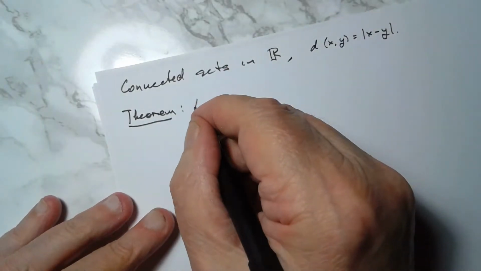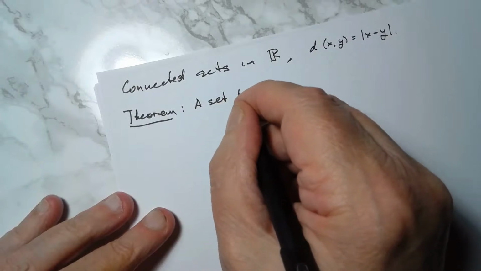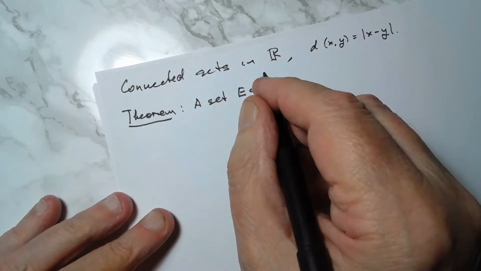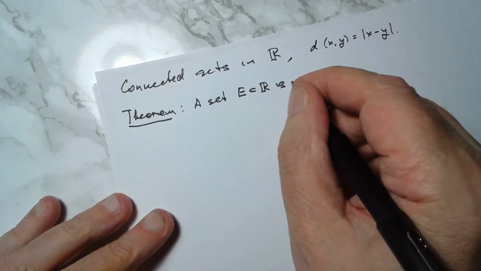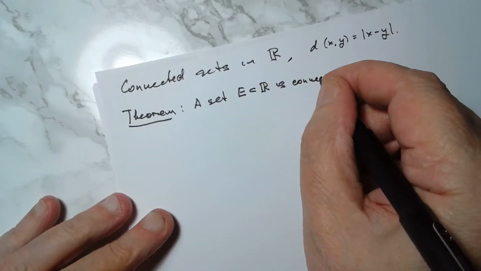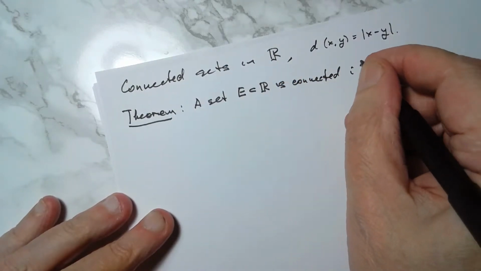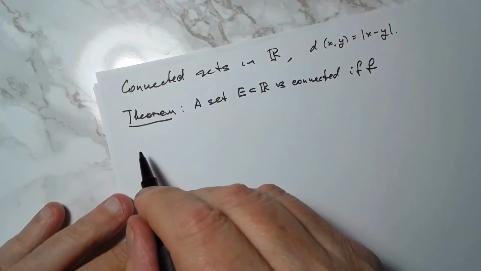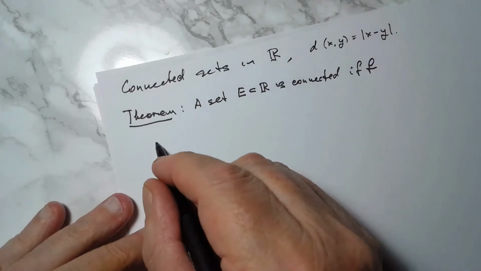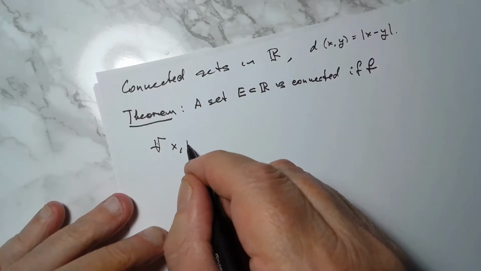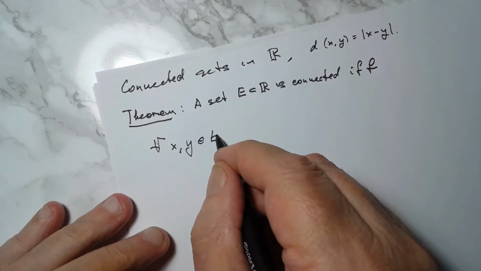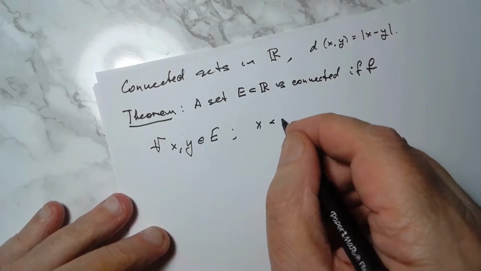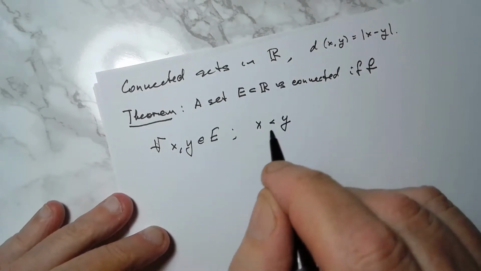The theorem says that a set E in R is connected if and only if, notice that if and only if, for every x and y in E, so these are two numbers, x and y, and they're not equal, so I will assume that x is less than y.